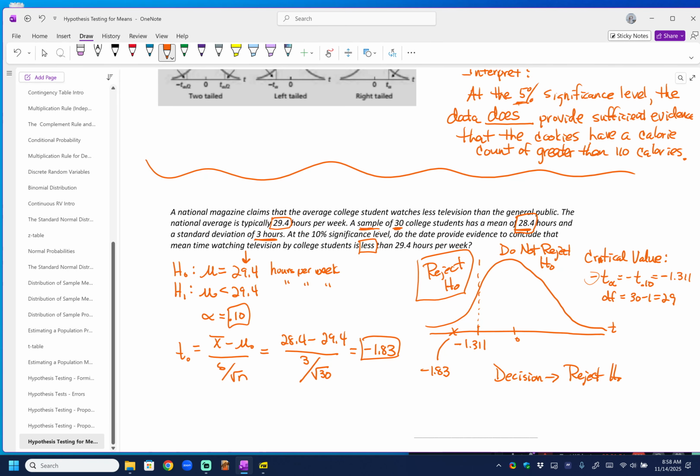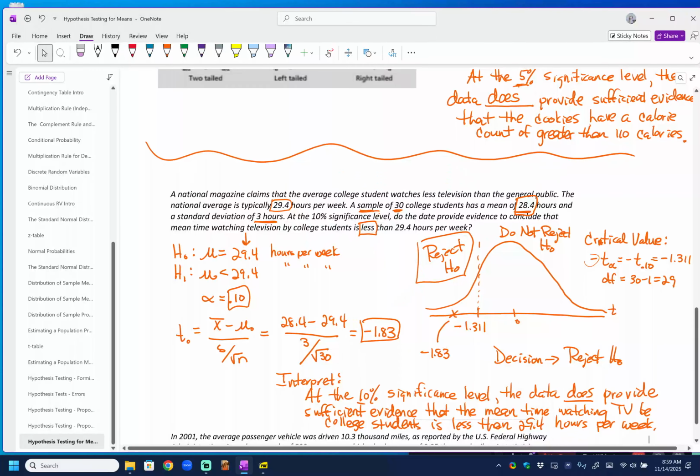Okay, so here's your interpretation. At the 10% significance level, the data does provide, because we rejected, sufficient evidence that the mean time watching TV by college students is less than 29.4 hours per week.